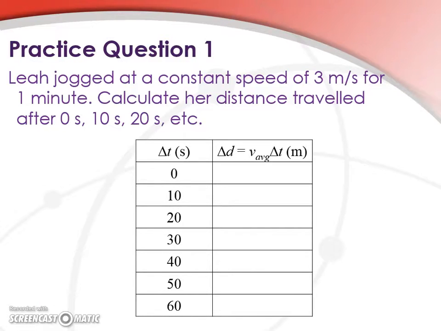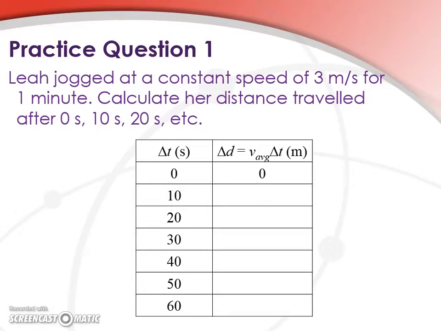Okay, so let's look at practice question number 1. Leah jogs at a constant speed, 3 meters per second, for a minute. Calculate her distance traveled after 0 seconds, 10 seconds, 20 seconds, etc. Okay, pause the movie, please, and work through this table.